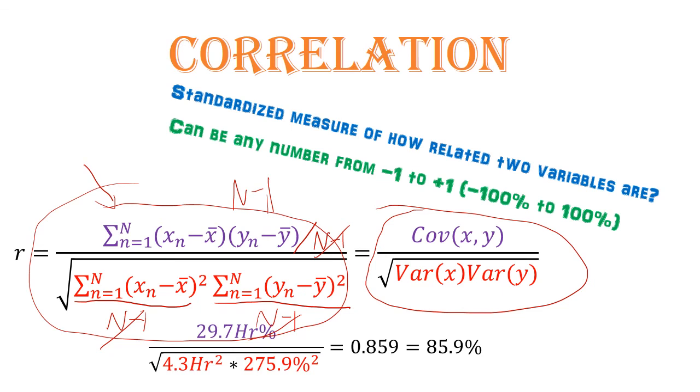Now if we do that for our data set, that is the sleep versus exam score, we have 29.7 hour %, that's the covariance, divided by the square root of the variance of x, 4.3 hours squared, times the variance of y, 275.9 % squared. That gives us a correlation of 85.9%. Again, that's not very realistic and it's a fake data set, but if you crunch the numbers, that's what you'll get.